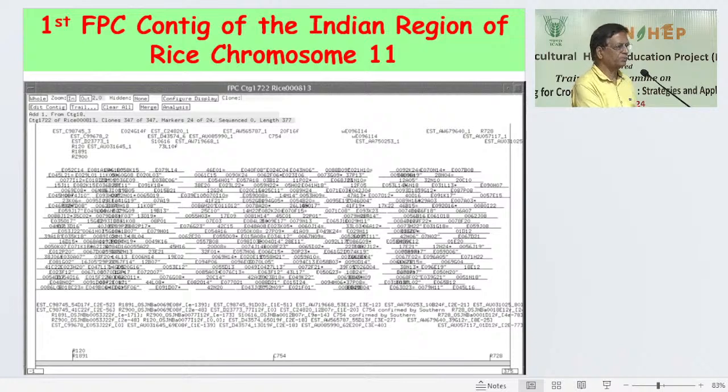So each BAC is about 100 kb. So if you take 10 BACs, it will create 1000 kb, that means 1 MB. So similarly, you can create all the chromosomes.